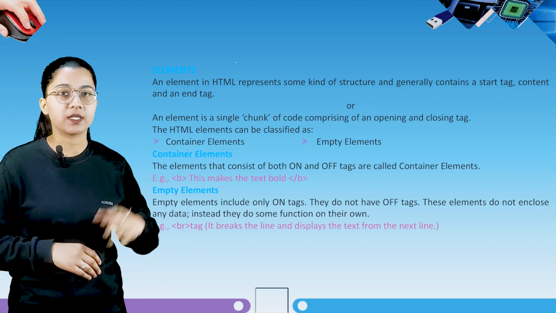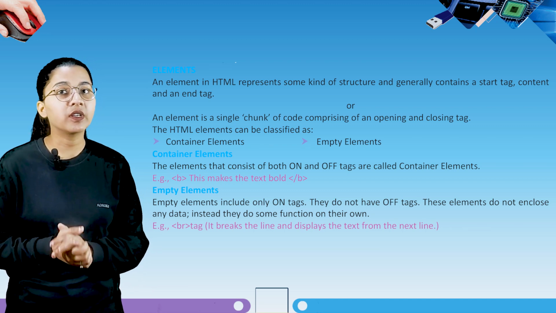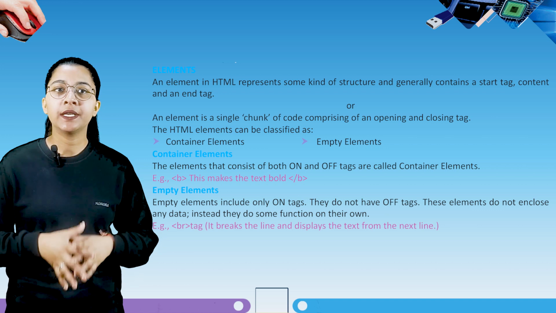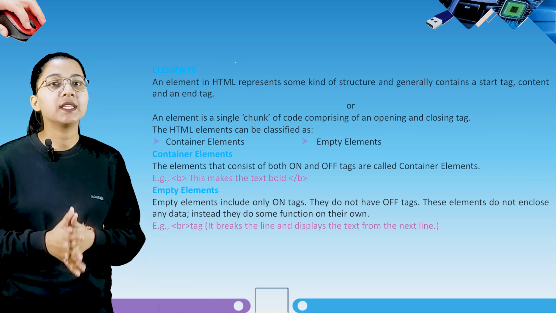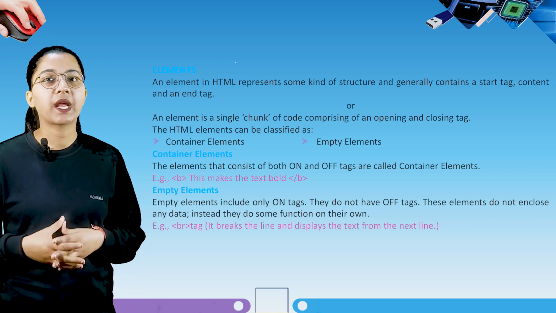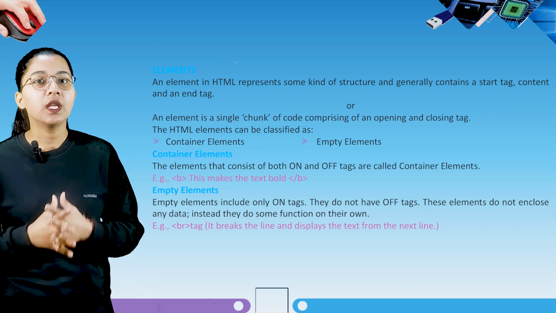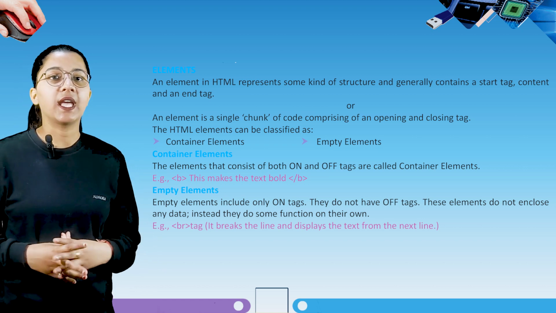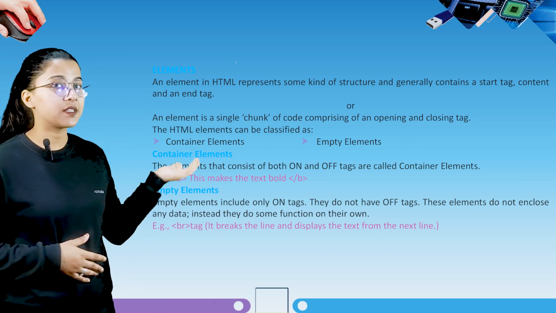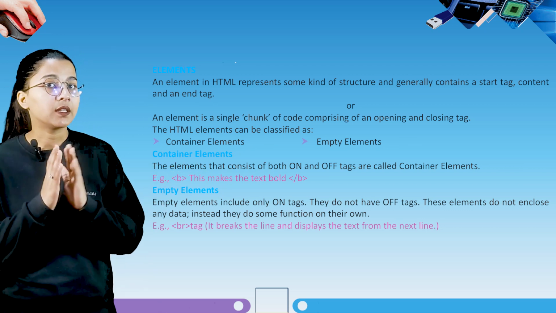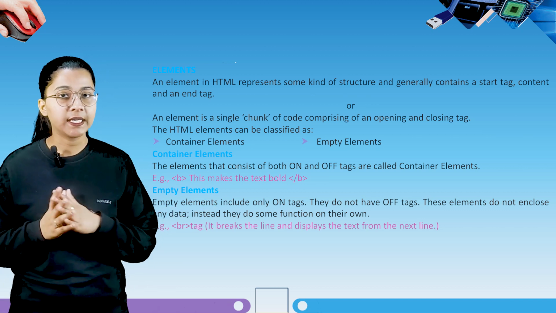Let's read about elements. An element in HTML represents some kind of structure and generally contains a start tag, content and an end tag. Or you can say an element is a single chunk of code comprising opening and closing tag. The HTML elements can be classified as container element and empty element. So students, let's read what is container element. The element that consists of both on and off tags are called container element.